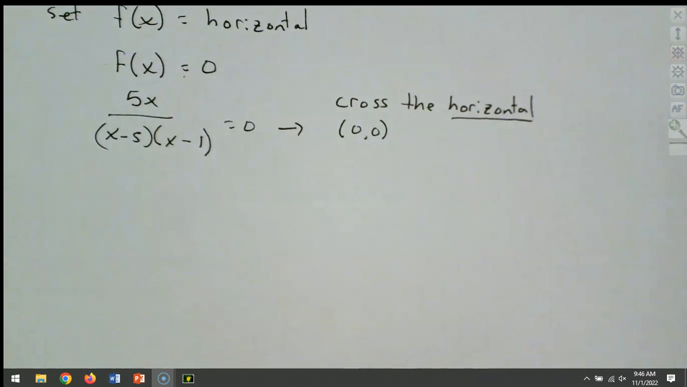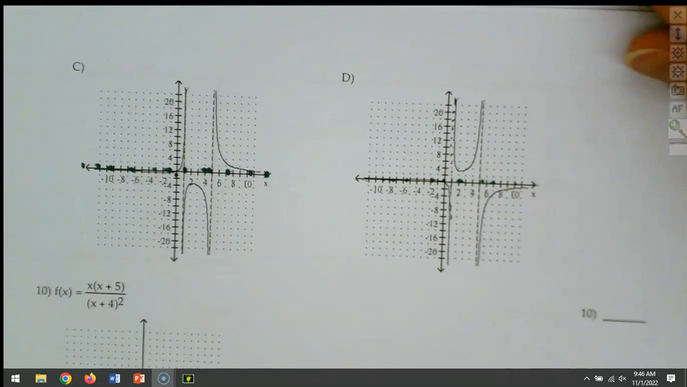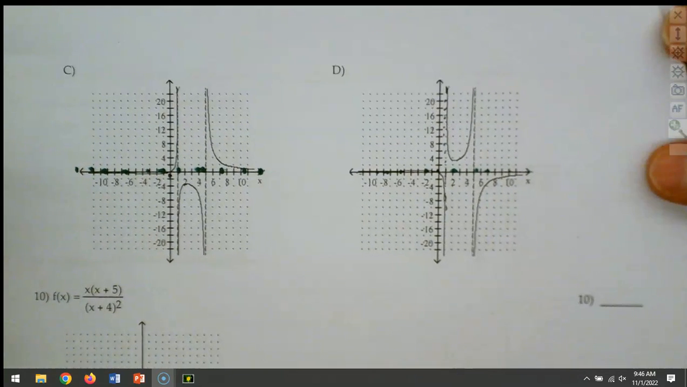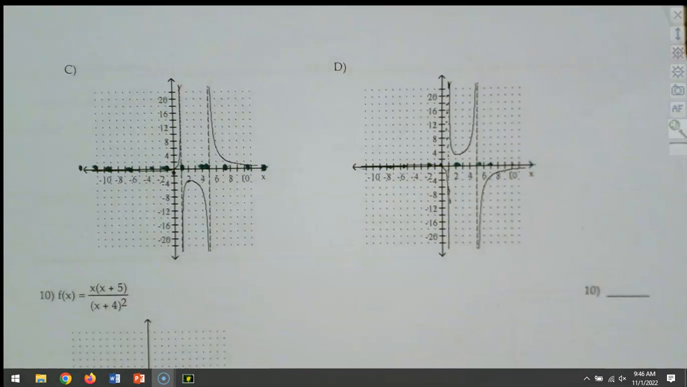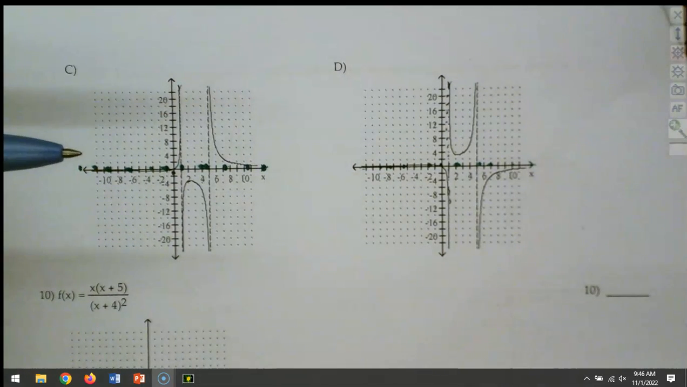We need to look now at these two choices. So we've got it down to two choices. How do we figure out which one it is? What's the difference between these? We need to only find one difference, and once we find one of the differences, that's going to tell us which one it is.